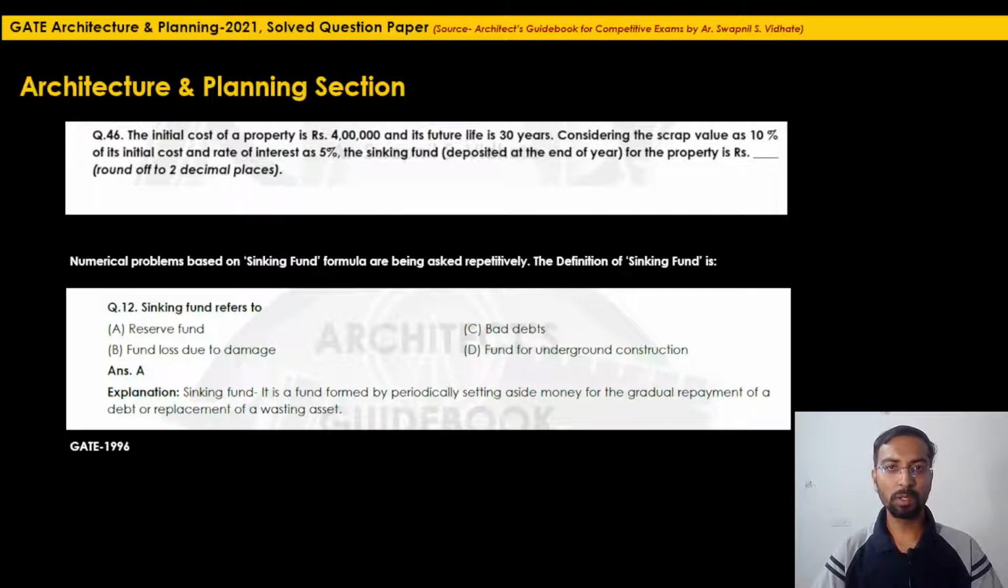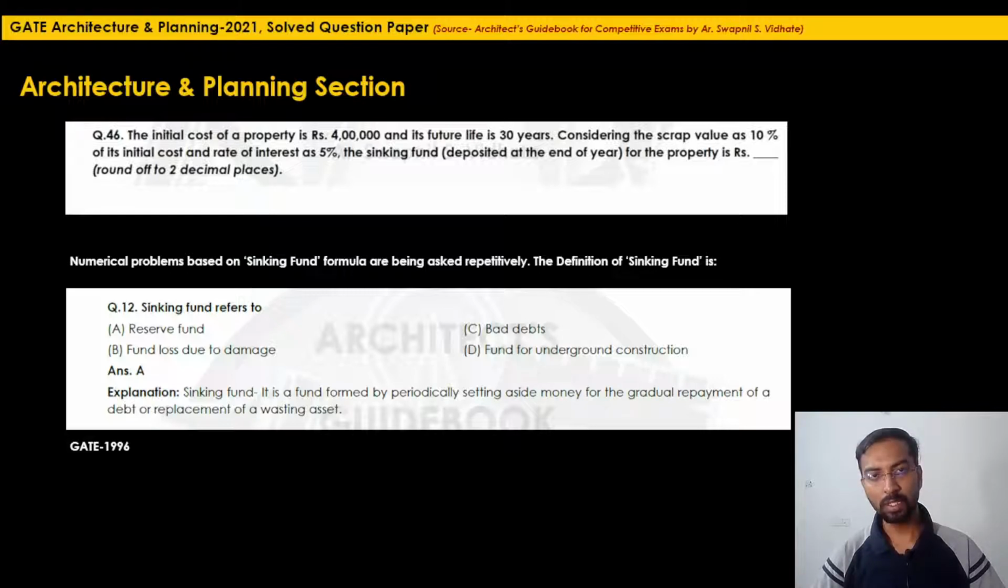So for this purpose, considering that you have to replace the entire building once it achieves its maximum life, some money is deposited every year for that particular period, so that at the end you will collect some money and can again replace that building. That is basically the sinking fund. So what is the definition? Sinking fund is a fund formed by periodically setting aside money for the gradual repayment of a debt or replacement of a wasting asset. Building is generally a wasting asset.